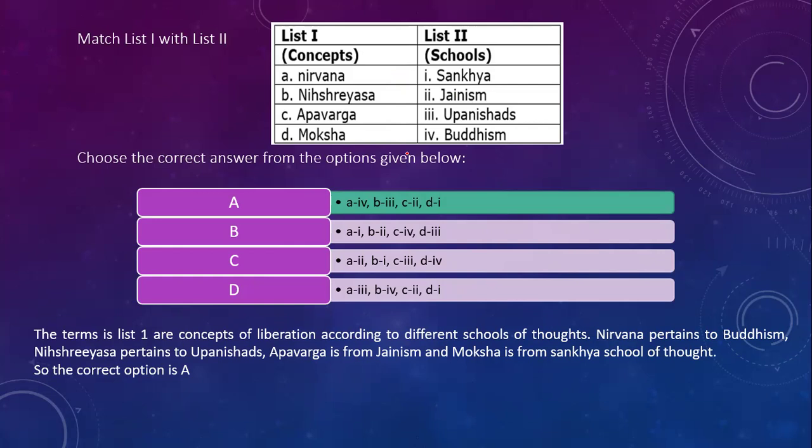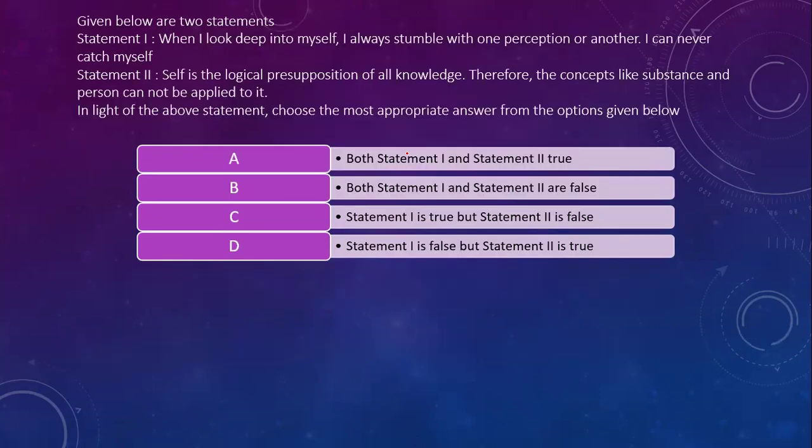The terms in list 1 are concepts of liberation according to different schools of thought. Nirvana pertains to Buddhism. Nishreyasa pertains to Upanishads. Apavarga is from Jainism and Moksha from Sankhya school of thought. Okay, this question, next one.